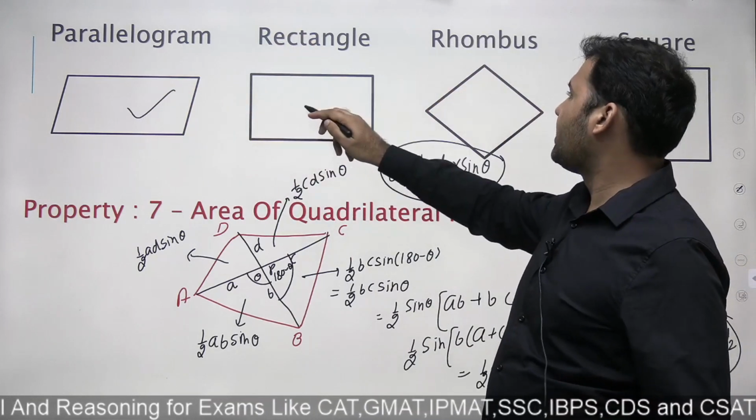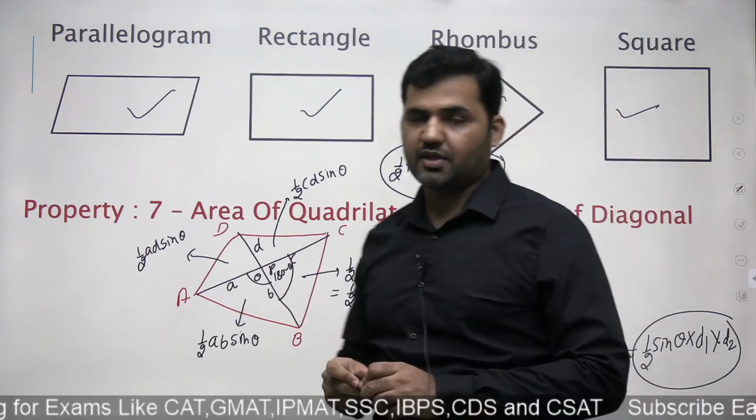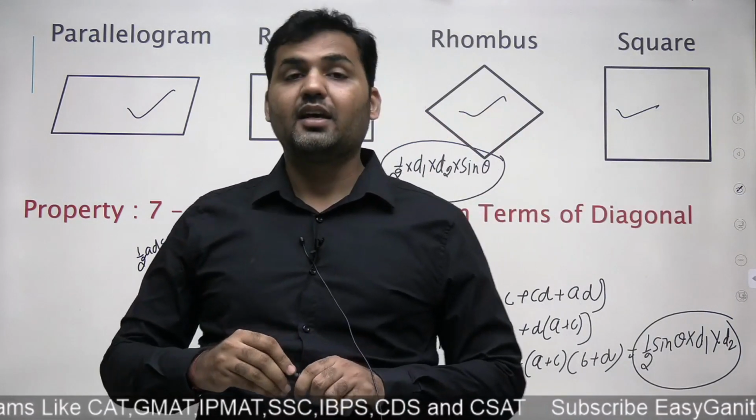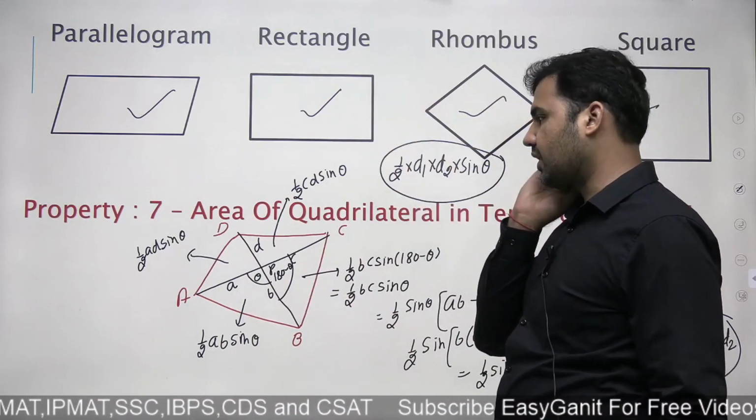The area of this is also half into D1 into D2 sin theta, and this too. In fact, it is applicable for all possible quadrilaterals. So this formula for finding the area, half into D1 into D2 sin theta, is applicable for all of those figures.